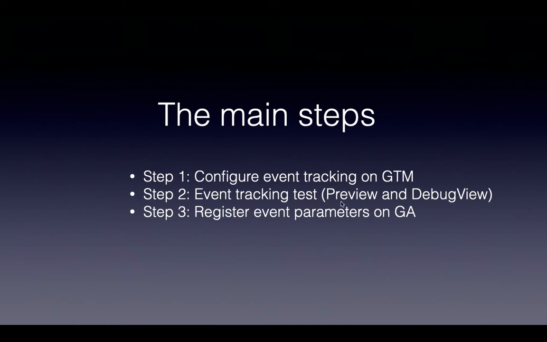After event tracking is configured, it needs to be tested. If the test shows no problems, it can be published online. The third step is register event parameters on GA. Event parameters need to be registered as event scoped custom dimension and event scoped custom metrics before use.